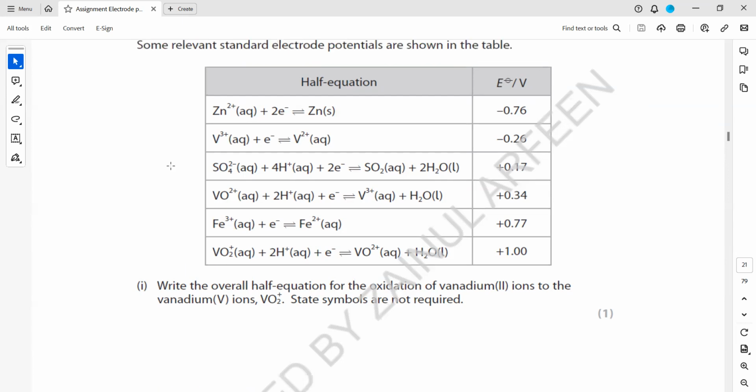So we have to write the overall equation for oxidation of vanadium 2 to vanadium 5. State symbols are not required. So vanadium 2 ions to vanadium 5. Which equation involves vanadium 2? When we check which equation involves vanadium 2, and vanadium 2 to vanadium 5 is what we need. If you see this equation here, we have vanadium 2 there.